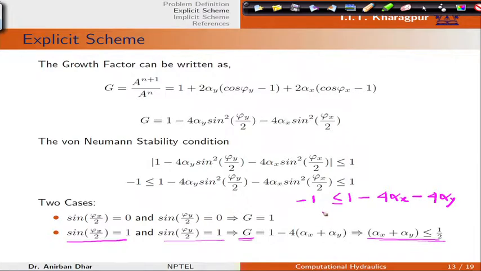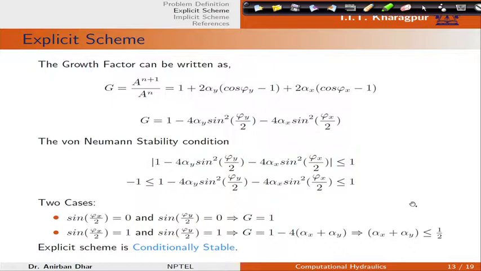If we change the sides, this will be 4 alpha x plus 4 alpha y less than or equal to 2, and from here it comes out that alpha x plus alpha y is less than or equal to half. So, we can comment on the stability of the scheme here: the explicit scheme is conditionally stable. This alpha x plus alpha y should be less than or equal to half.